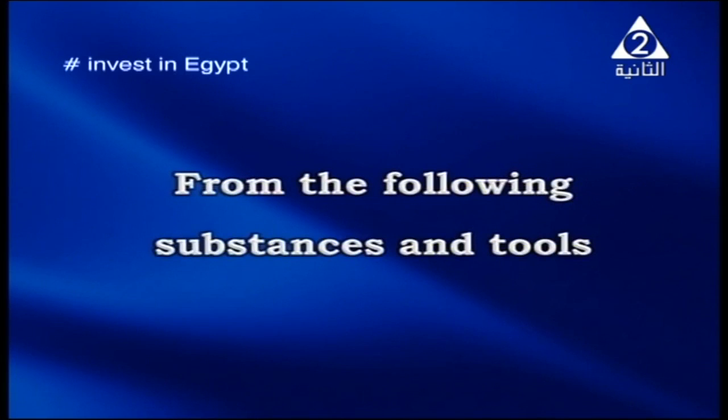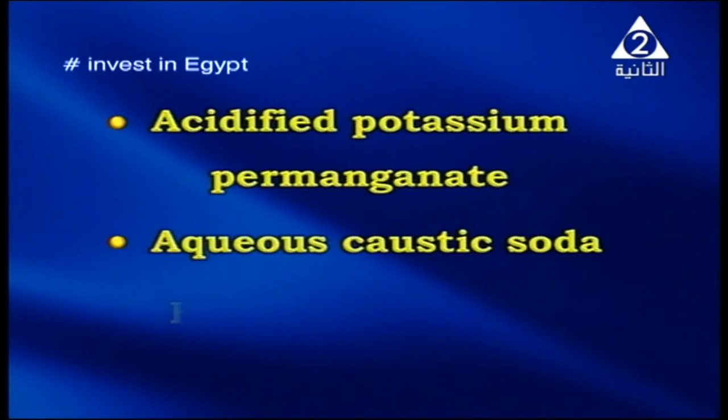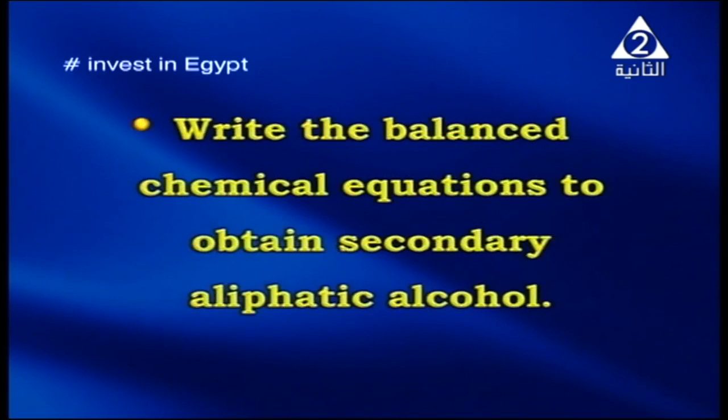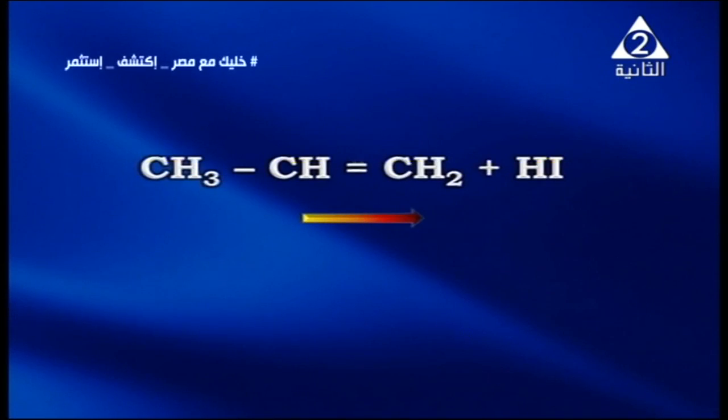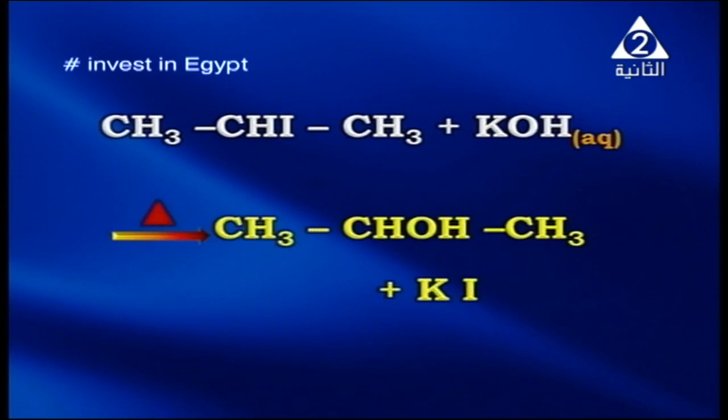Next type of question: from the following substances and tools: acidified potassium permanganate, aqueous caustic soda, hydroiodic acid, propene, Bunsen flame, write the balanced chemical equation to obtain the secondary aliphatic alcohol. Solution: CH3CH=CH2 plus HI gives CH3CHICH3. Then CH3CHICH3 plus aqueous KOH and heat gives CH3CHOHCH3 plus KI.